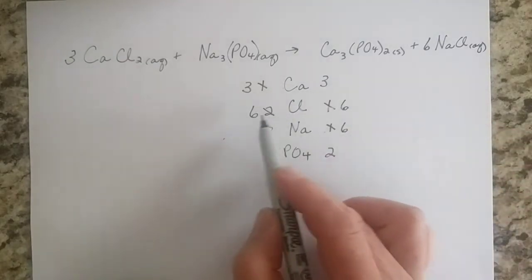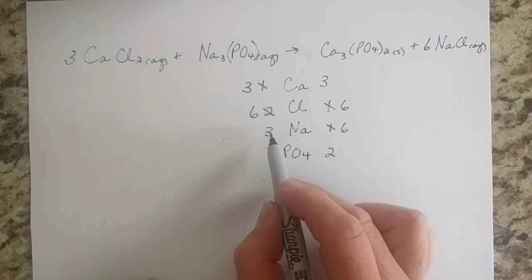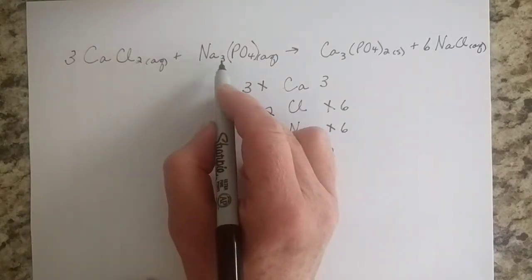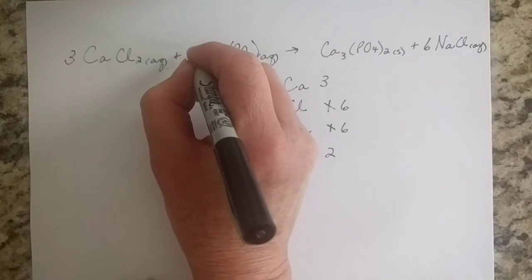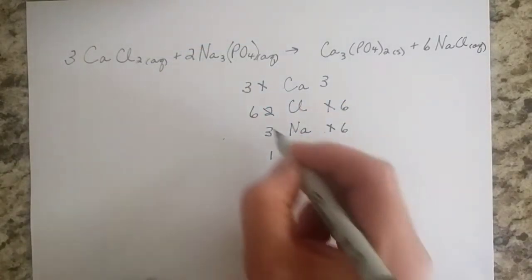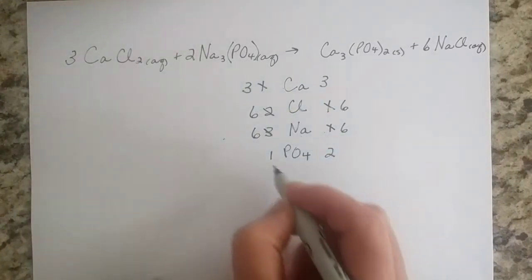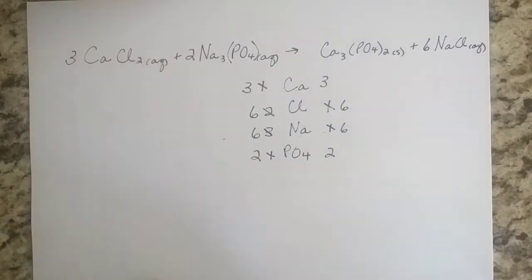Okay, so calcium is good, chlorine's good. Now the sodium, we need 6 sodiums over here. So we have 3. To get 6, we're going to put in a coefficient of 2. 2 times 3 gives us 6 sodium. And this gives us 2 phosphate groups.